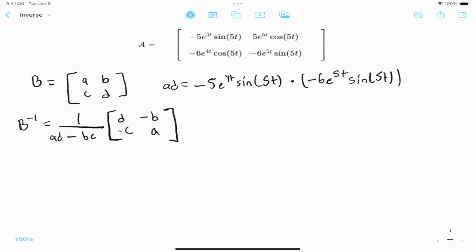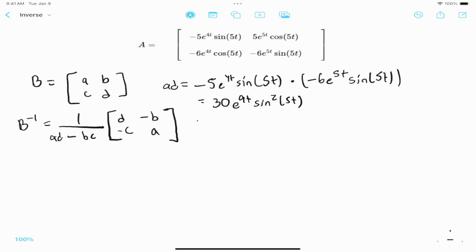Negative 5 times negative 6 is positive 30. e to the 4t times e to the 5t, we add the exponents. 4t plus 5t is 9t. And sine 5t times sine of 5t is sine squared of 5t. And so that's AD. Now we need BC.